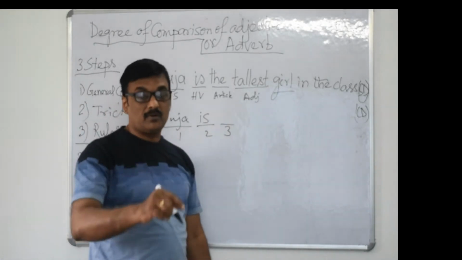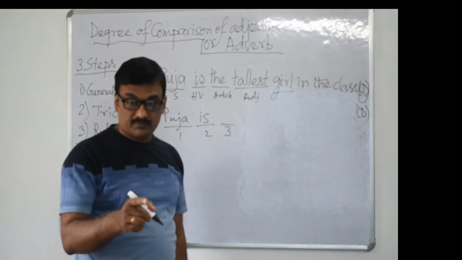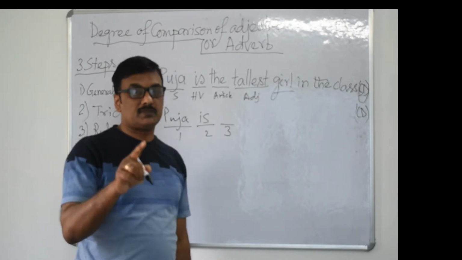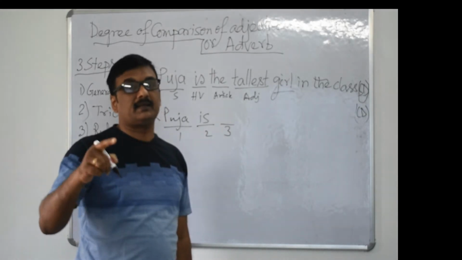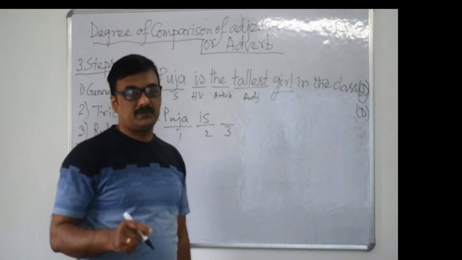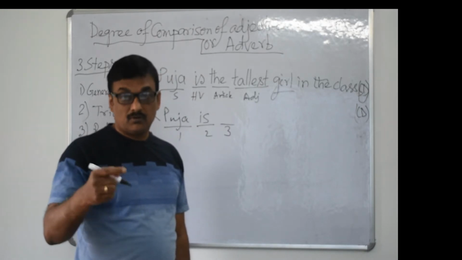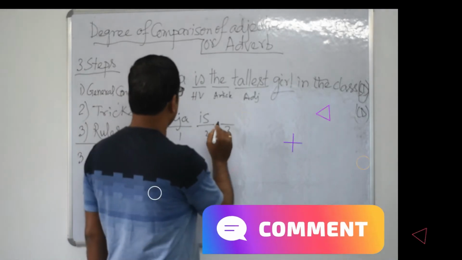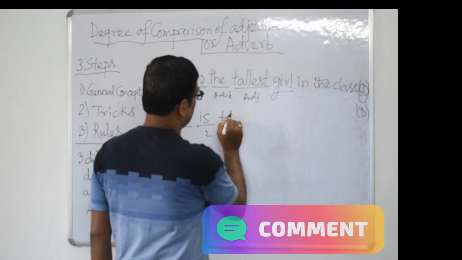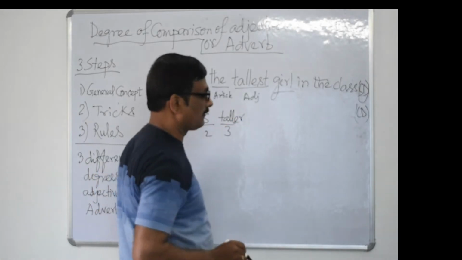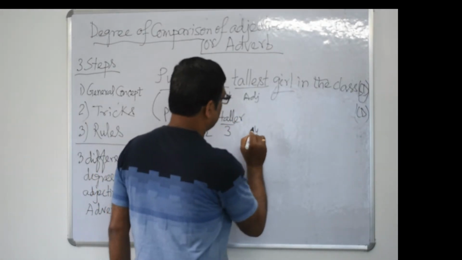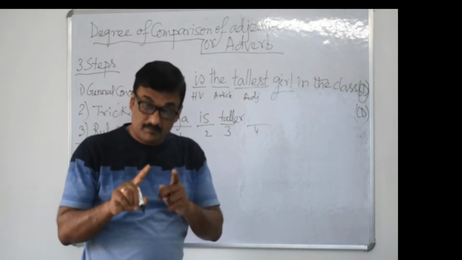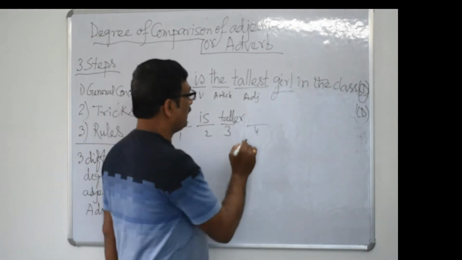So the comparative form of tallest: tall is the positive form, taller is the comparative form. If er is added at the end, the positive becomes the comparative form. So the comparative form is Puja is taller. Then number 4, after taller, after the comparative form of adjective, then is used.